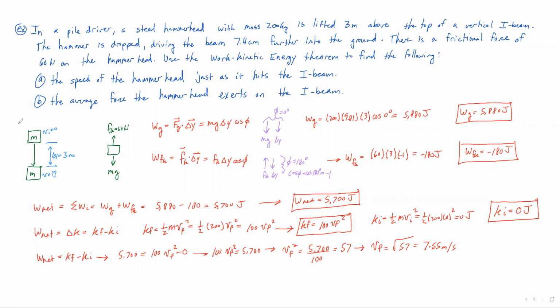So this is all part A, by the way. For part A, I know Vf of the pile driver is 7.55 meters per second. That's how fast the pile driver will be traveling when it's dropped 3 meters above, right before it hits the beam. Now let's go on and work with part B. We have these answers. Let's see if we can get part B.